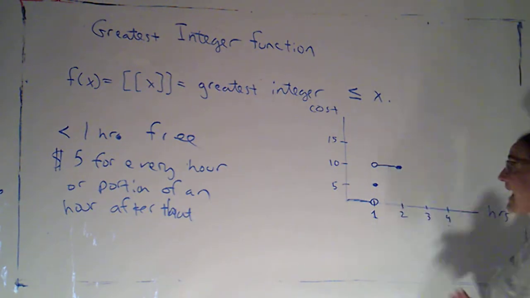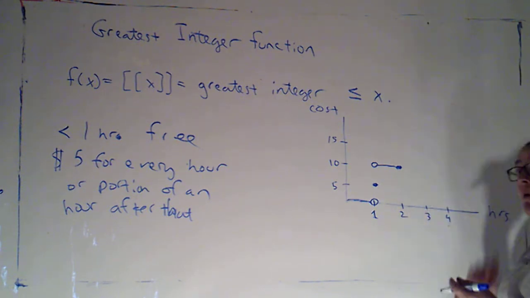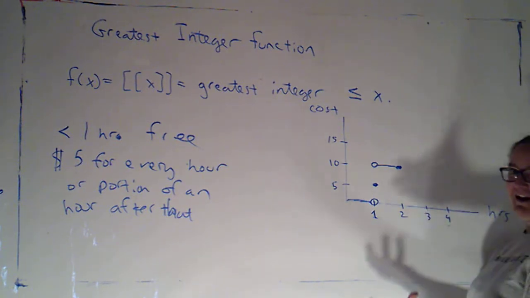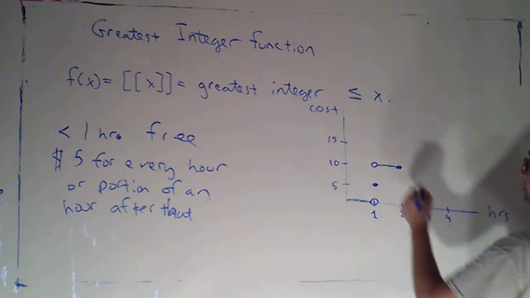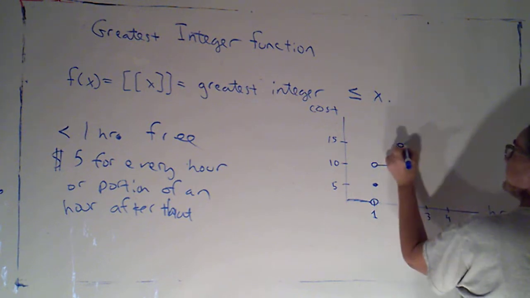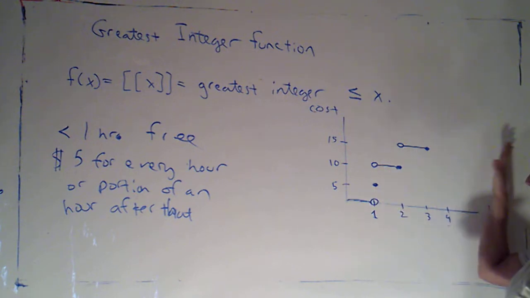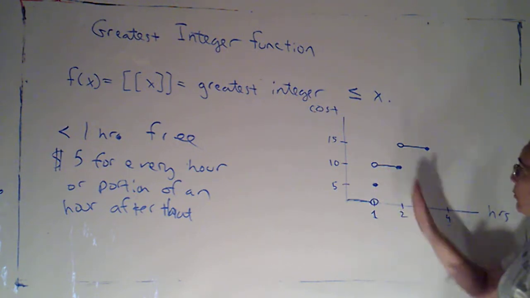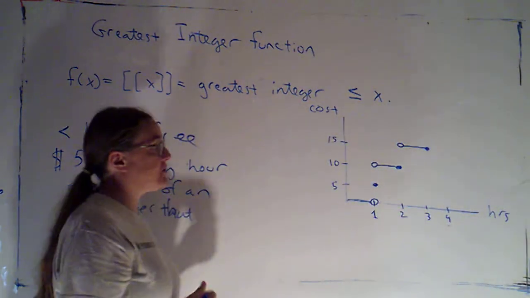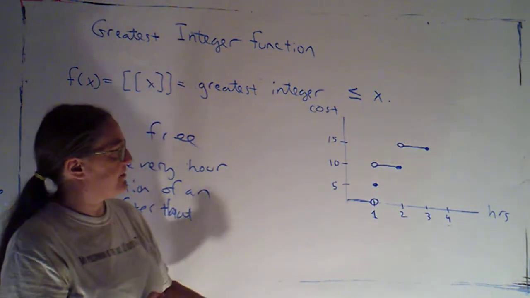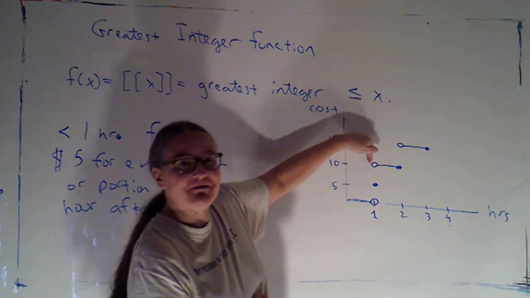If I park for exactly 2 hours, I'm still paying that $10. But as soon as I go over 2 hours, I'm paying $5 for the additional time, part of that third hour. So we would jump up to 15 and stay at 15 until we hit 3 hours. And that pattern would continue. So once the pattern starts, this looks very similar to the greatest integer function, with the exception of the fact that now I'm including the right endpoint of my interval rather than the left endpoint.